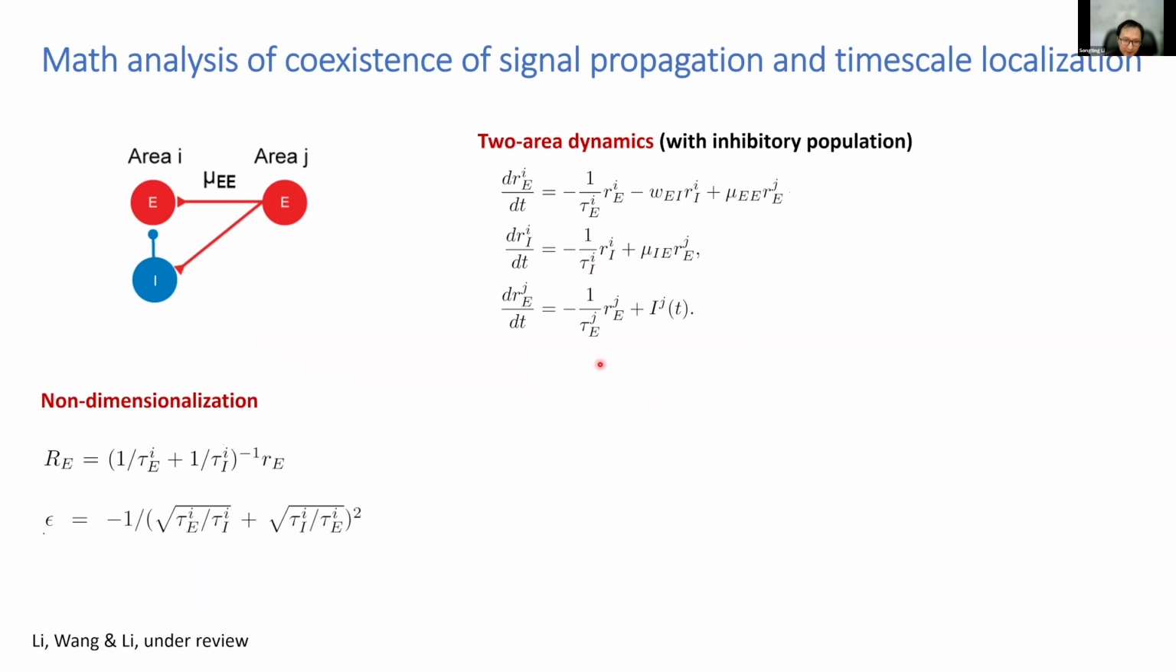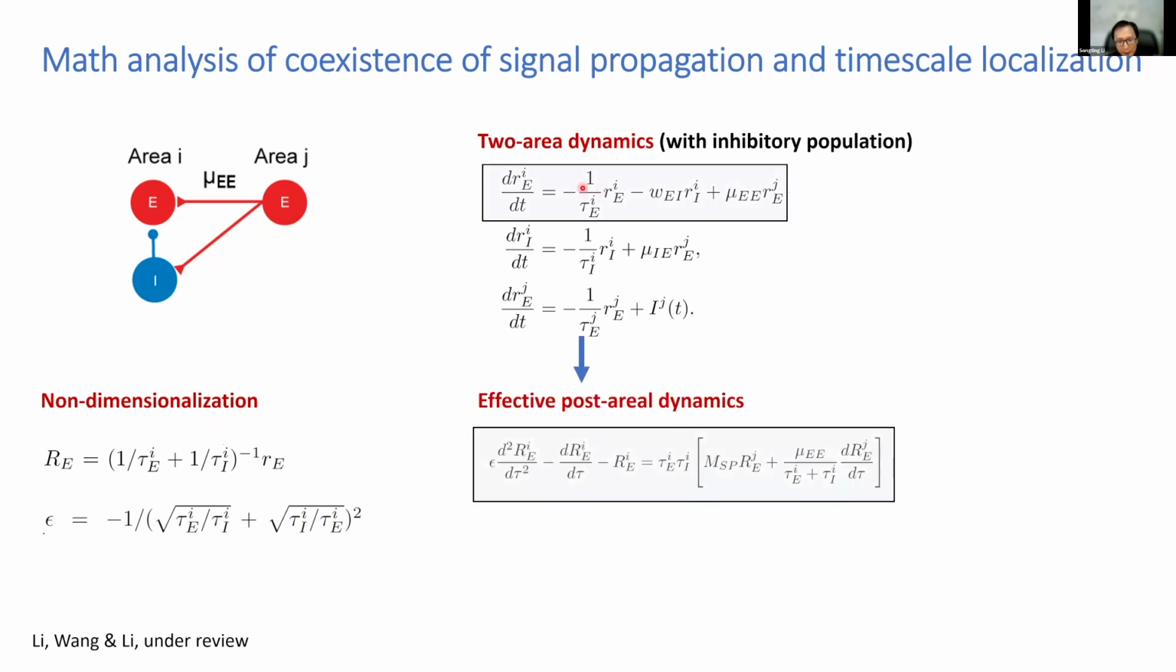So next, we can perform some analysis to understand this seemingly very simple linear system. We first do some non-dimensionalization for the firing rate variables. And then we can derive an effective post-area dynamics for this downstream E population. We can take the derivative of this E dynamics and then use the second I dynamics to eliminate the variable I here. So it becomes a second order dynamics for the downstream E population. And here we have a small variable again showing up, epsilon, which depends on the ratio between the E and I time constants. So it also reflects the difference of E and I populations in this case.